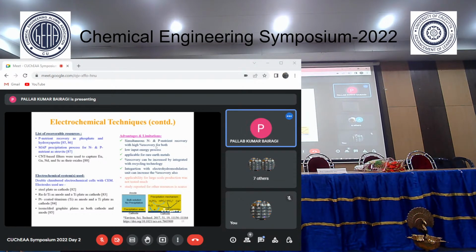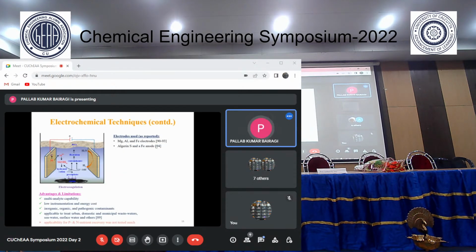One of the other promising electrochemical techniques is electrocoagulation, which is useful for treatment of inorganic, organic, and pathogenic contaminants and is applicable to treat urban, domestic, and municipal wastewater. In this process, a metal is added to the wastewater under treatment to form in situ metal oxide electrochemically. Firstly, direct current is applied on the electrodes dipped into the electrolytes. The metal oxides thus formed are destabilized and aggregate precipitates and particles.